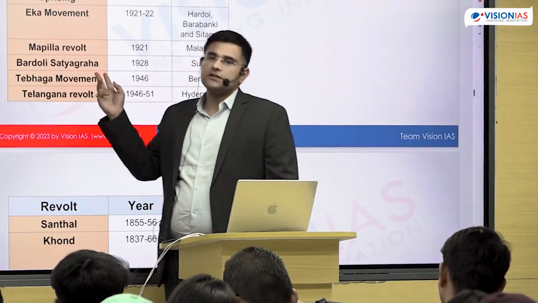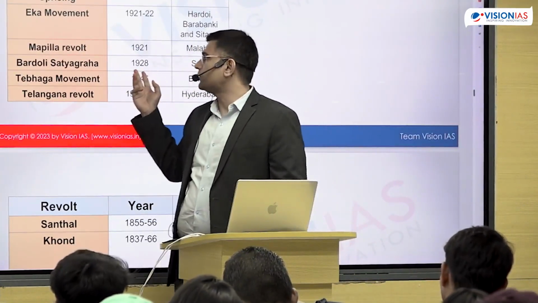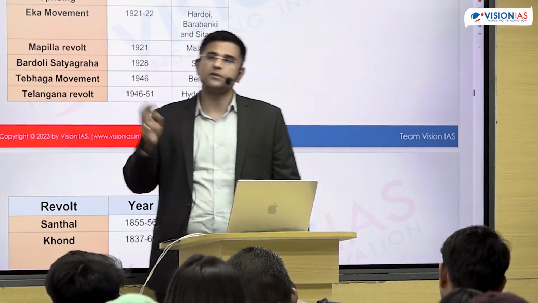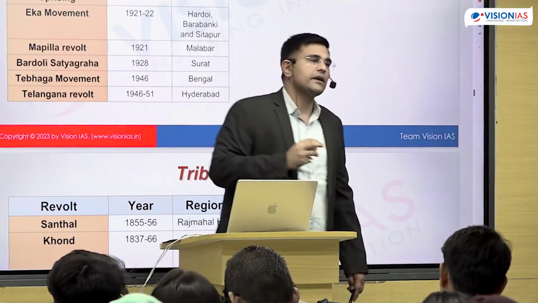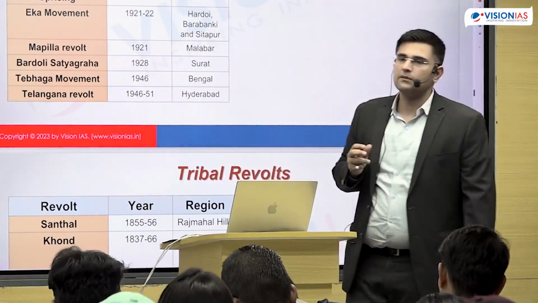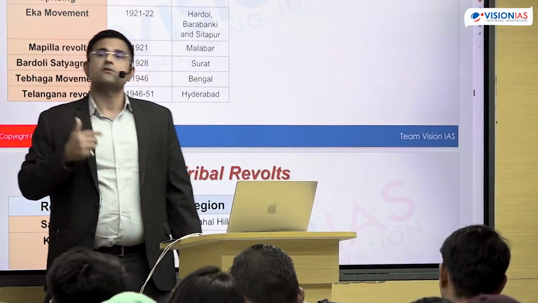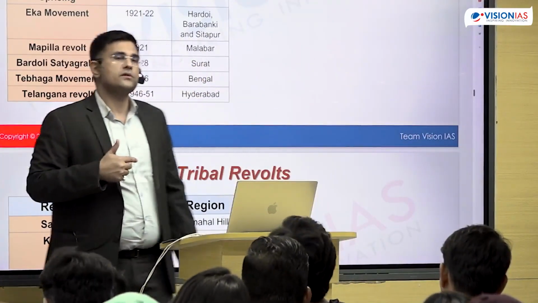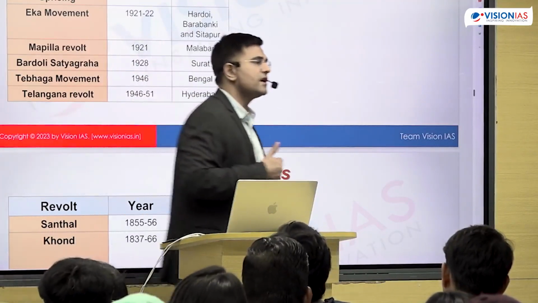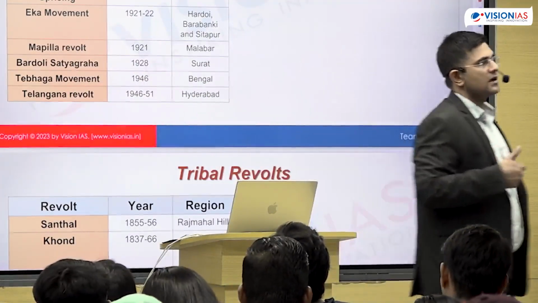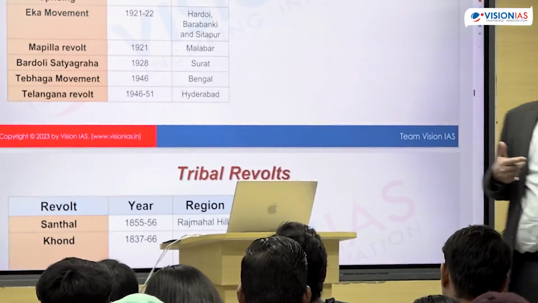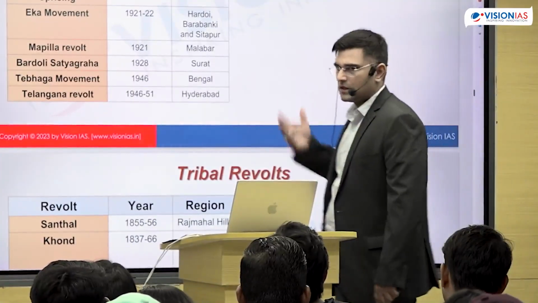The Bardoli Satyagraha took place in 1928, and it has a small background to it. When the non-cooperation movement was launched by Mahatma Gandhi in 1920, his plan was that if in 1 year Swaraj is not given, then we are going to start a civil disobedience movement. Now 1 year was about to be over and Swaraj was not being given. So Mahatma Gandhi said that fine, we are going to start a movement.